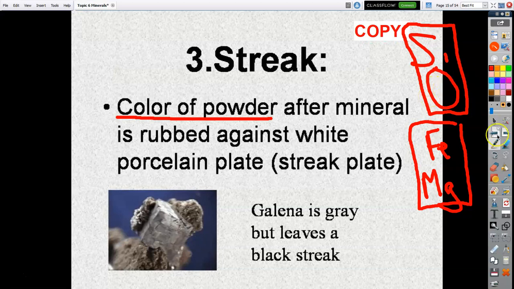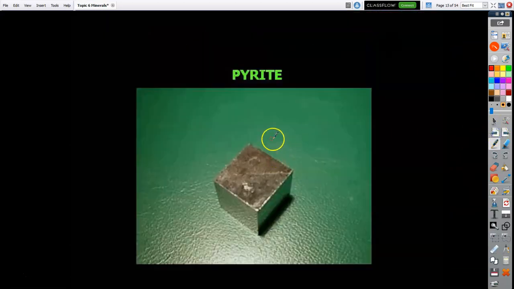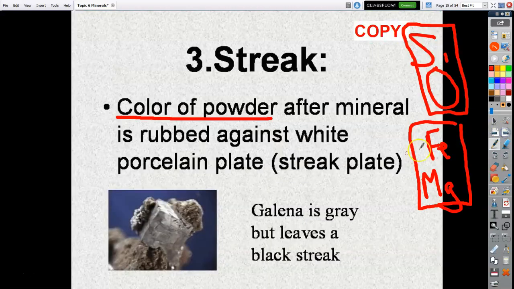Pyrite, for example. Let me go back and show you pyrite. Pyrite's always going to have that yellowish, goldish color, but when you actually take pyrite and do the streak test, rub it on a plate, it's always going to have a dark streak, a black streak, and that's because it's got iron in it. It's an iron sulfide. That's what's going to give it that dark streak.